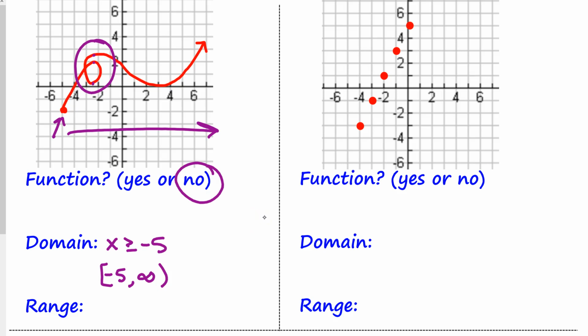Now, what's the range? So we're looking for the outputs, the set of outputs. So let's look at the y values of the points. Notice that the lowest point has a y value of -2, and then all of the other y values are higher. And because of this arrow, it looks like it's going to just keep going up. So our range is y is greater than or equal to -2. And if we want to put that into interval notation, we'll have -2 to infinity with a square bracket on the -2.